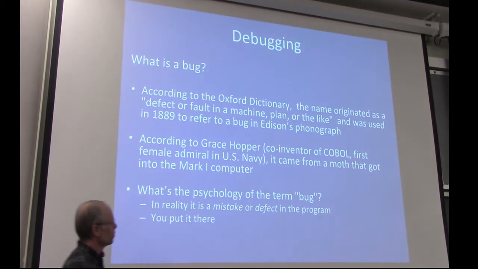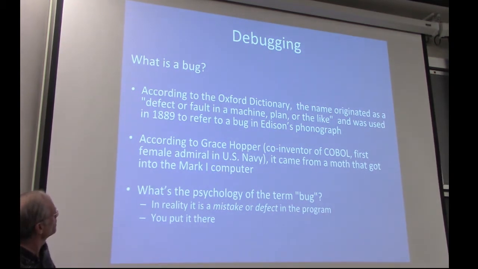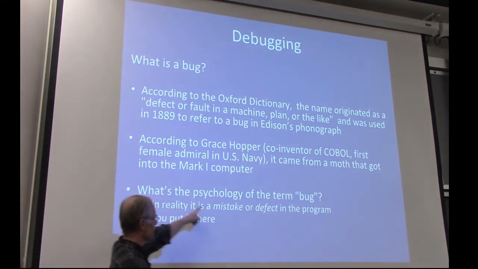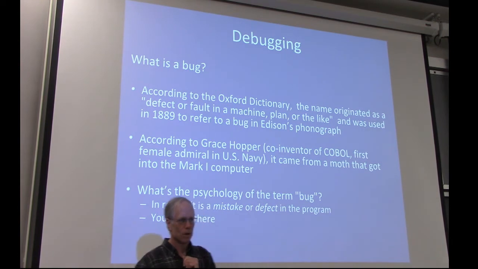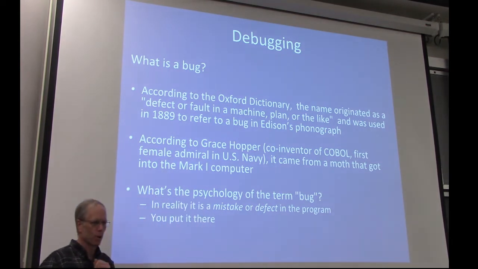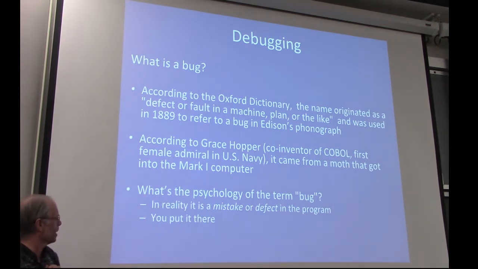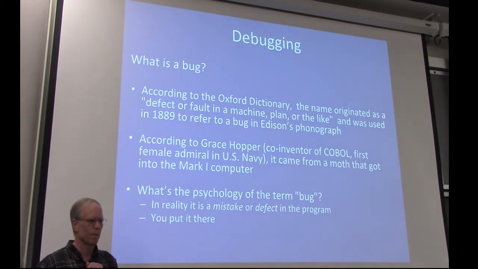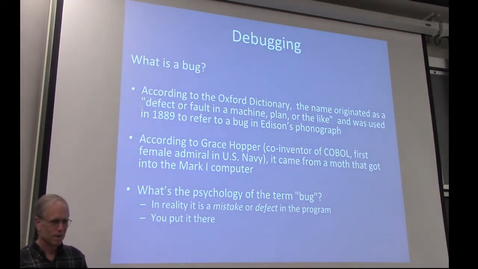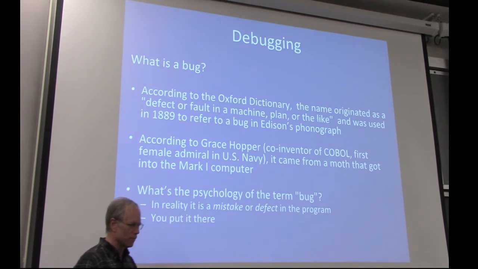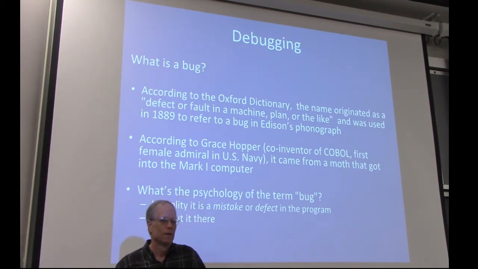So apparently the term even comes before that. So the term bug has been around for a while. And it has an unfortunate psychology. So I try to avoid saying that my program has a bug. What I say is my program has a mistake, or my program has a defect. So why is that way of expressing yourself, how's that going to change what it means to debug a program?